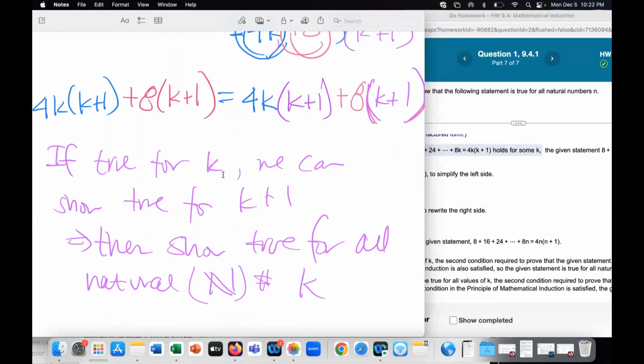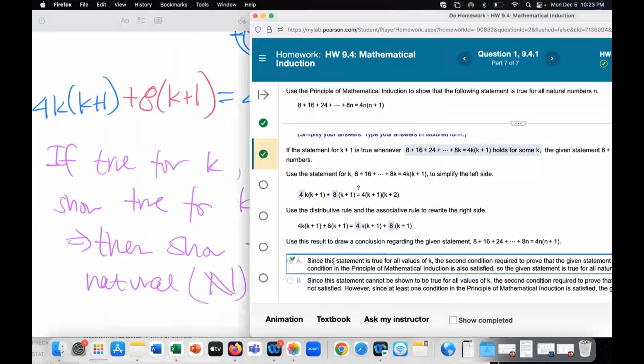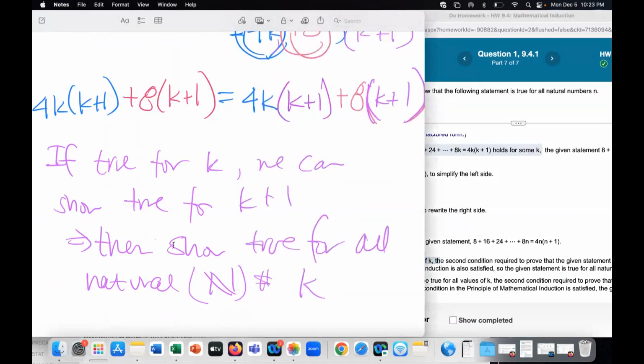But if it's true for k, we can show it's true for k plus 1, that's condition 2. And when we do that, then we know that it actually means that it's true for all the natural numbers k, okay? And that's that condition. So it's true for all values of k. So actually, I'm going to take this off, because we've already shown it. So then it is true for all natural numbers k.